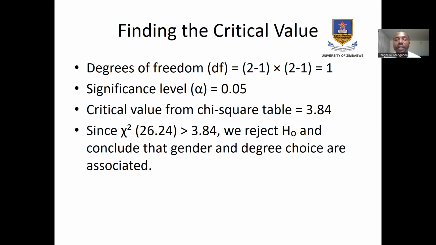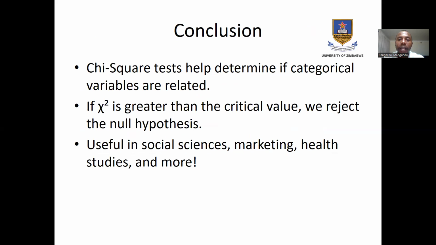And since our chi-square statistic is greater than the critical value, we reject the null hypothesis. Who remembers what the null hypothesis said? It said there is no association between gender and degree choice. And because the chi-square statistic is greater than the critical value, we conclude that gender and degree choice are associated.